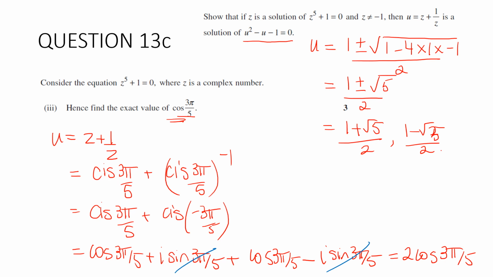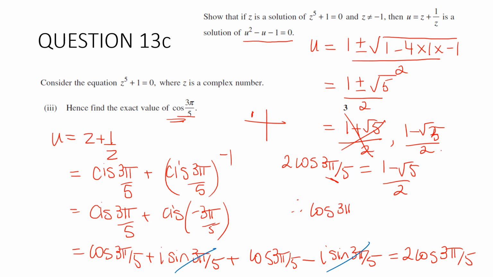So coming back up to here, 2 cos 3 pi on 5. Now we know cos 3 pi on 5, that's in this quadrant here, so cos is negative, so it's not going to be this one. It's going to be equal to 1 minus root 5 on 2. Therefore, cos 3 pi on 5 is equal to 1 minus root 5 on 4.